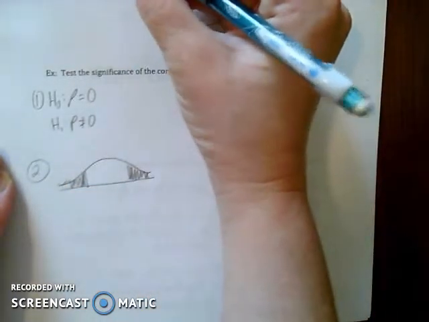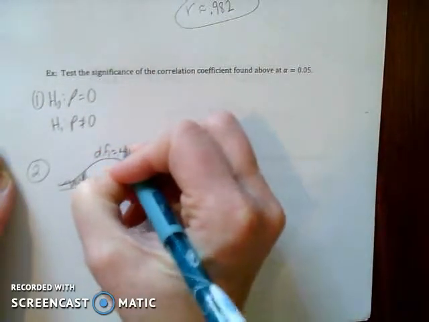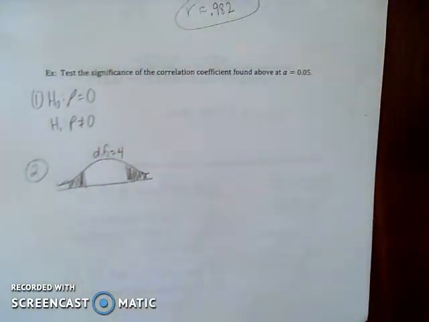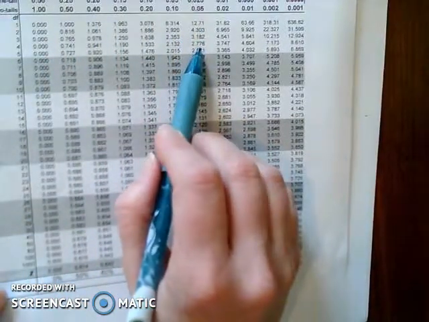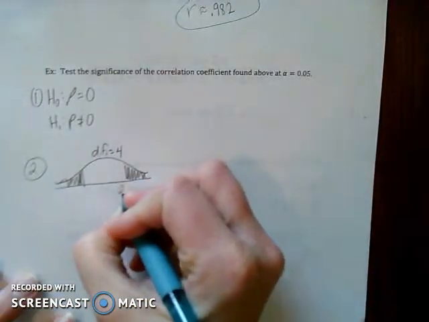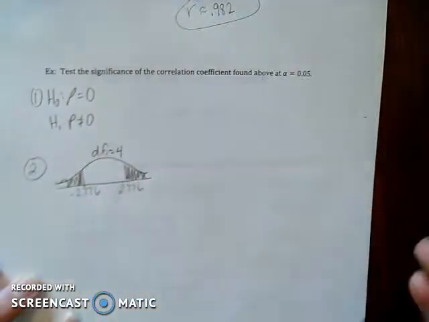We have 1, 2, 3, 4, 5, 6. So your degrees of freedom is 4. Okay, that's going to be the hard part. You have to remember to subtract 2. So two-tailed test, 0.05 down to 4, 2.776 and negative 2.776.